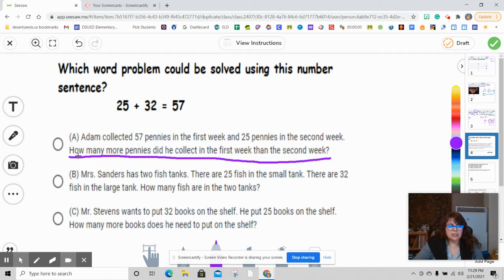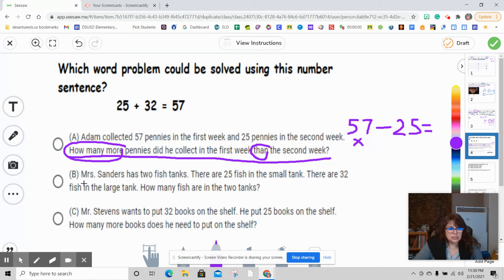Now, right here, it's asking me how many more. When I hear the words how many more, then it's asking me to subtract. So I'm going to subtract. Now, in the first week, he collected 57. When I have subtraction, I put the greatest number first. And then in the second week, he collected 25. And I want to know how many more he collected. So that means I'm going to subtract. Now I look at my number sentence and that doesn't match this one. So the first choice is not a good choice.